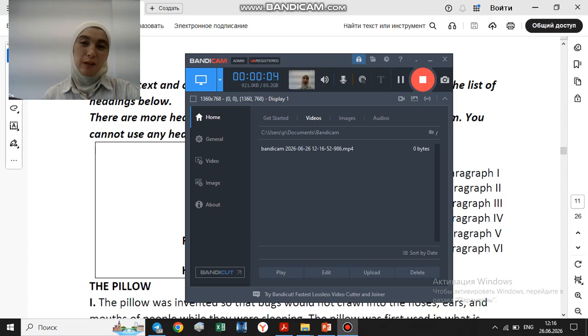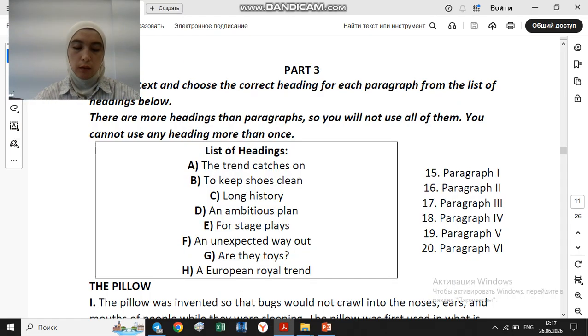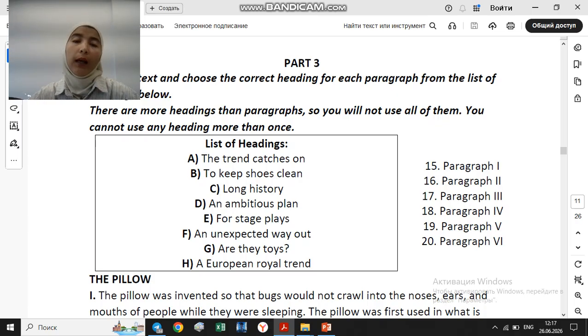We are going to continue our reading classes. So today's topic is reading for general meaning. Now, I'm going to hold the class with a specific reading passage. As you see, this is a list of headings question type. I'm going to explain the question type first, then we are going to find the general meaning of the paragraph to find the heading.